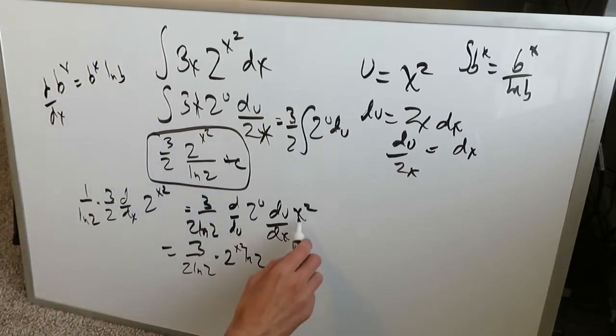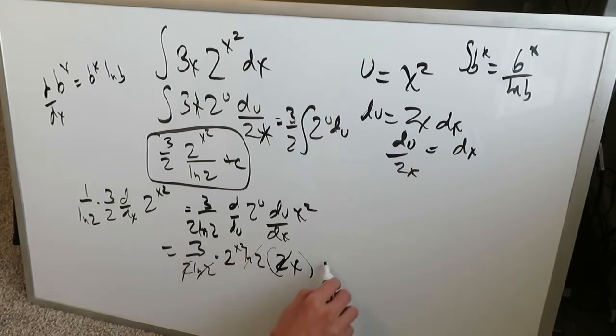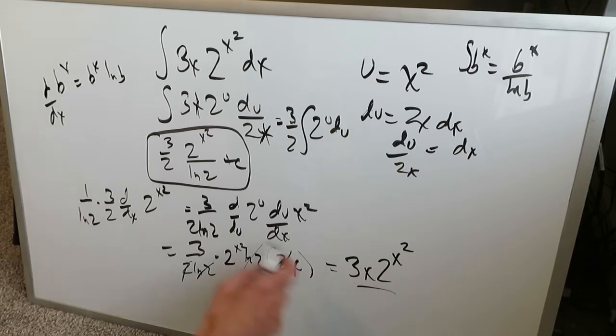And the 2x will come out from the x squared, and we have a bunch of things to cancel out over here. This 2 will cancel out with this 2, this natural log 2 will cancel out with this natural log 2. In the end, you're left with 3x and then 2 to the power of x squared, which is your original function. See, original function right over here. So this question is completed.